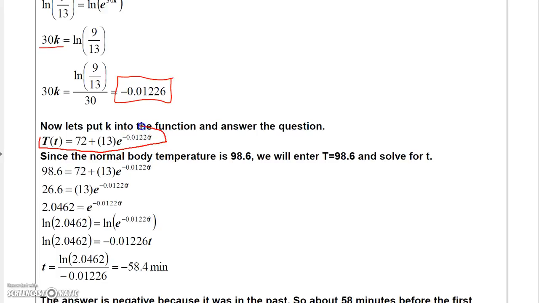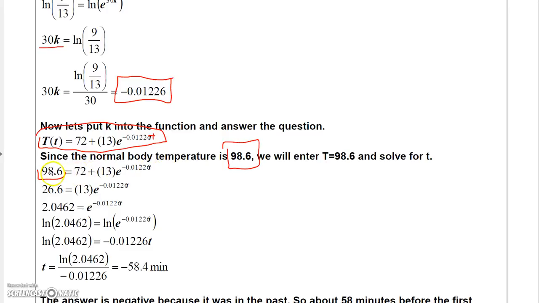So now, here's my model. My model is that the temperature of the body is 72 degrees plus 13 times e to the negative 0.01226 t. Again, that t just doesn't want to stand out there, but anyway, there's a t there. Now, what we want to do is find when the body temperature was a normal body temperature. Since we know normal body temperature is 98.6 degrees, let's enter 98.6 degrees in for capital T, and now let's solve for time.